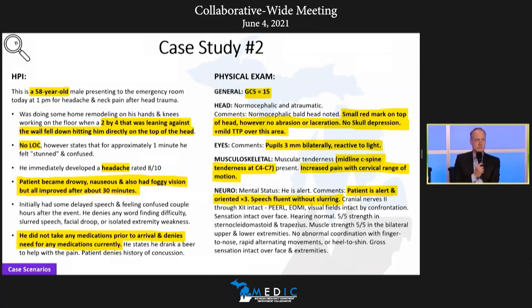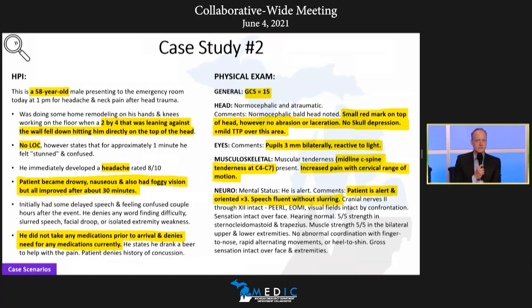Let's flip over to the physical exam. Again, documented normal GCS of 15. There is note of a small red mark on the top of the head, but no breaks in the skin, no exam findings suggesting skull depression. I'll flip back to the neck exam, but the neurologic exam is again normal. Normal pupils, a really extensive documentation of the neurologic exam here: alert and oriented, fluent speech, cranial nerves, strength, sensation, coordination, all tested and documented as normal.